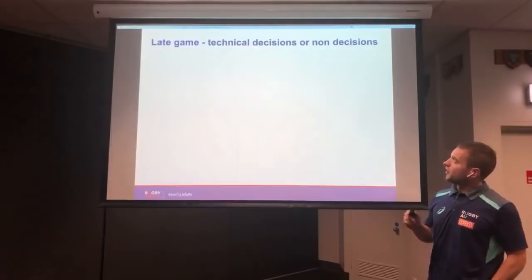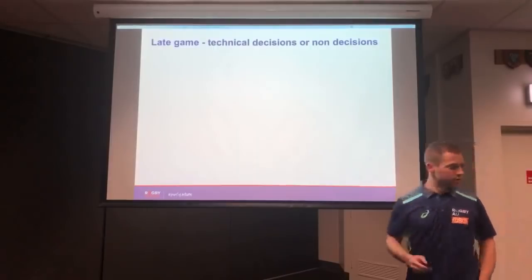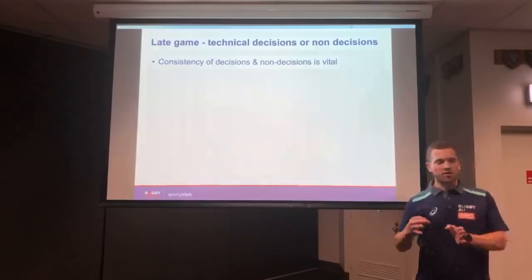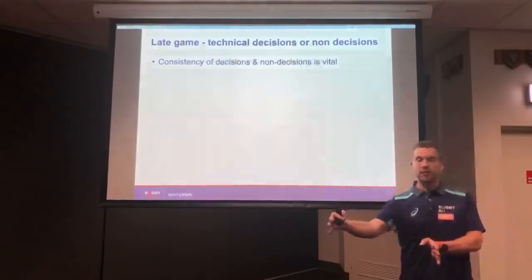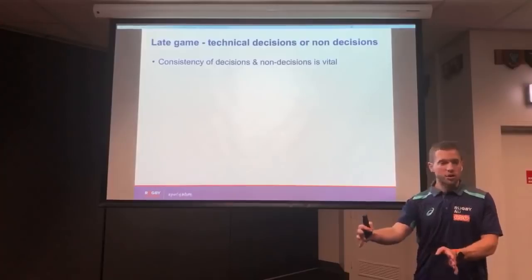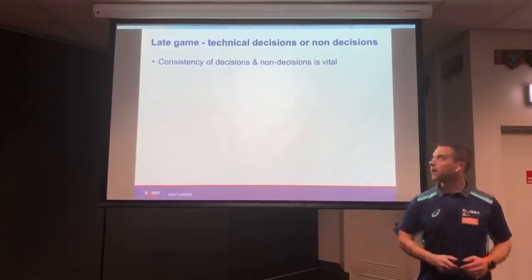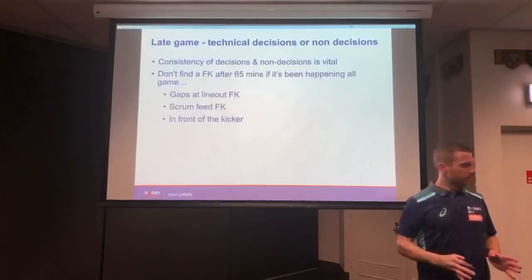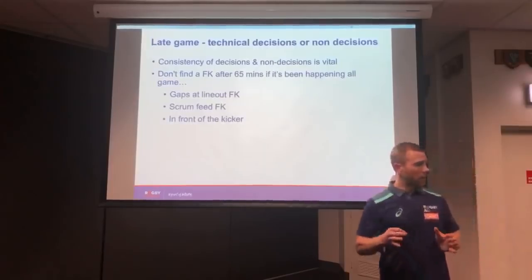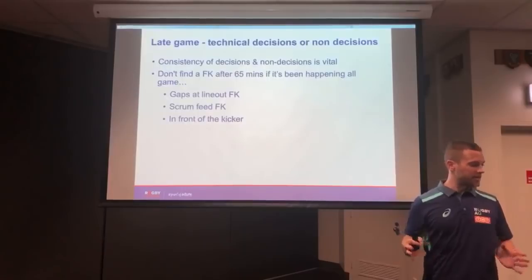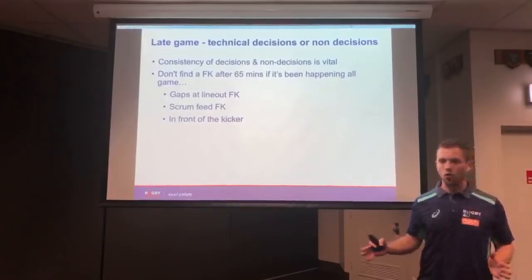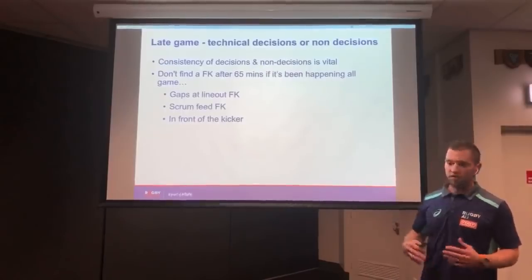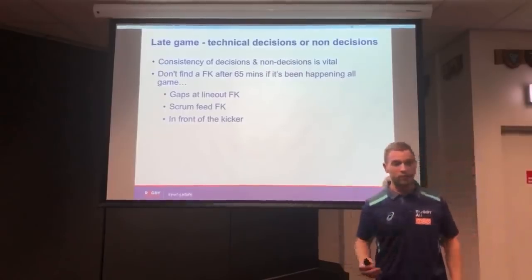So what do I mean by late game technical decisions or non decisions? What I'm talking about here is your consistency throughout the game of decisions you do make or decisions you don't make. So a classic example of this would be finding a free kick after 65 minutes when it's been happening all game for a gap in the line out, a scrum feed, or an in front of the kicker, as an example.